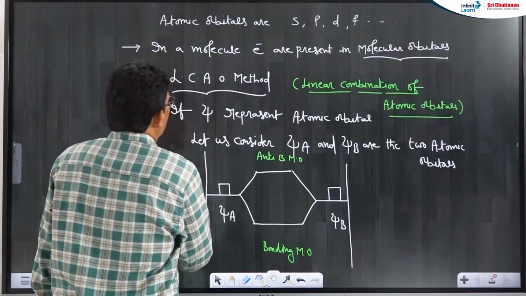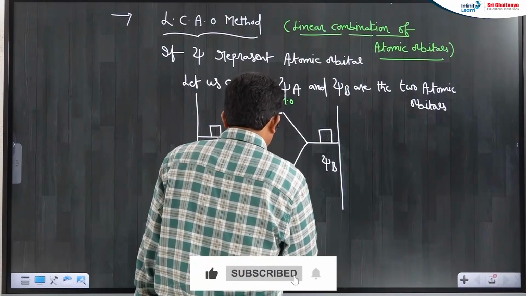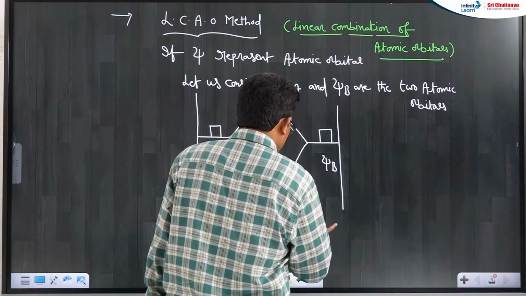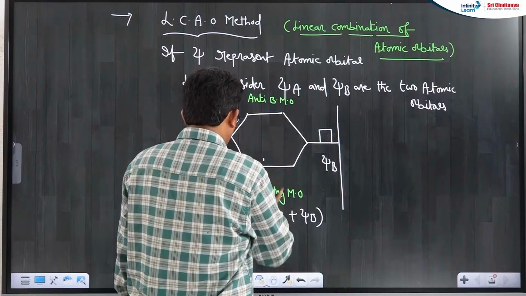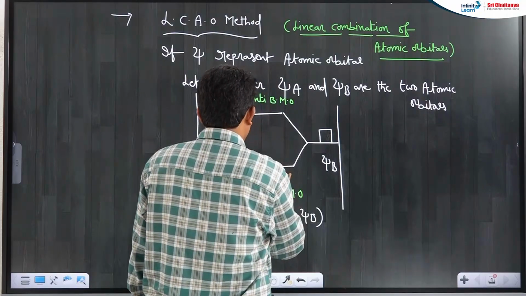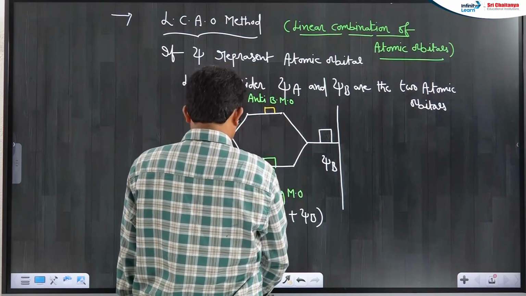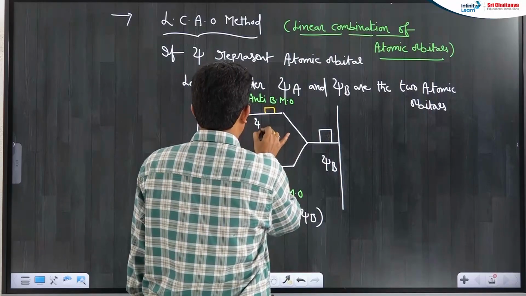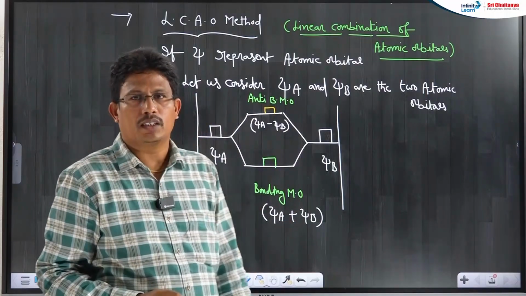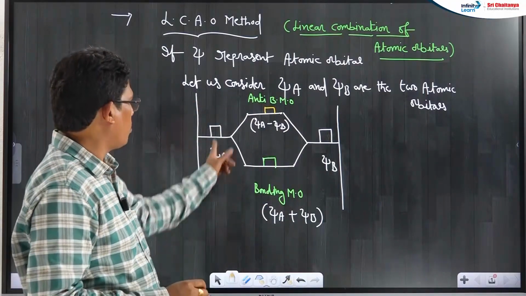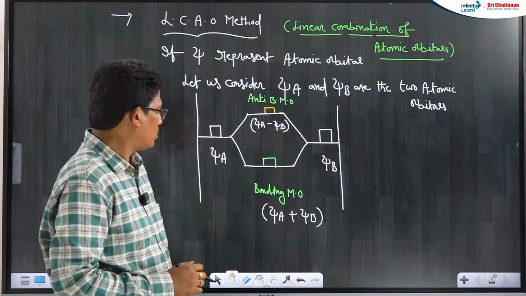Molecular orbitals are of two types. One is called the bonding molecular orbital. It is formed by the addition of wave functions of atomic orbitals. Another one is the anti-bonding molecular orbital, which is formed by the subtraction of wave functions of atomic orbitals. Addition of wave functions is nothing but constructive interference. Removal of wave functions of atomic orbitals is called destructive interference.